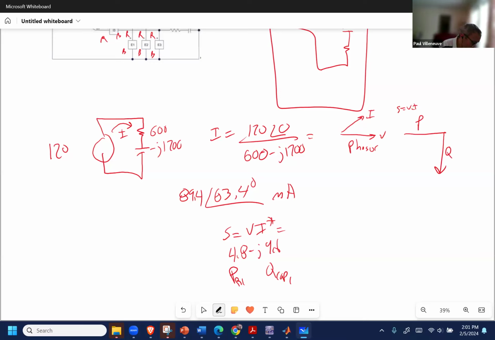And by the way, we know that this is S1. That's also got to be the same as S2, which is the same as S3, because if it's a balanced system, they all should be the same. And the S total is equal to 3 times P1 plus 3 times jQ1. So our total real power is 14.4, give or take, and then we have minus 28.8 times j. So these are our total P's and our total Q's for the circuit. We have the individual ones, and then we have the total ones.